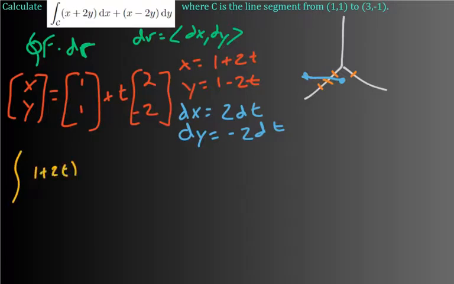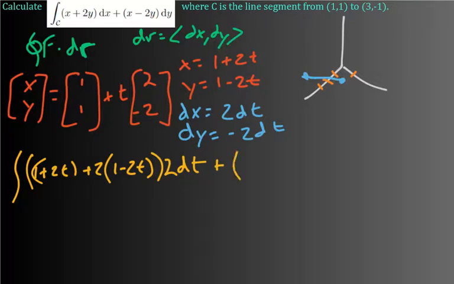We got 1 plus 2t plus 2 times 1 minus 2t, which is y. Let's see, so then I want to multiply by 2 dt right there. And then moving on to the next term, x is 1 plus 2t. And then 2 times 1 minus 2t is y. And then dy is minus 2 dt.